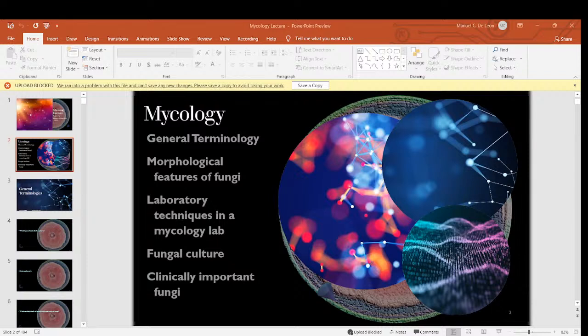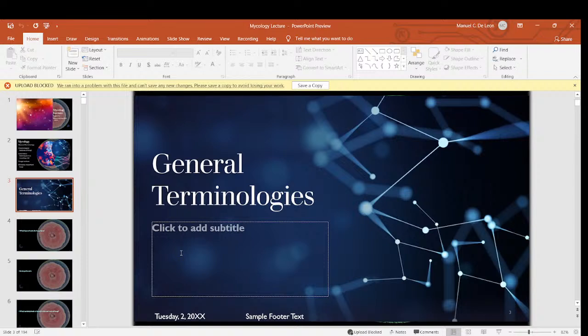All right, so what are we going to talk about right now? I was a little bit distracted by my camera. Okay, so laboratory techniques in the mycology lab. We also have to talk a little about fungal culture and the clinically important fungi. All right. So mycology is, of course, the study of funguses or fungi. We're going to start with terminologies.